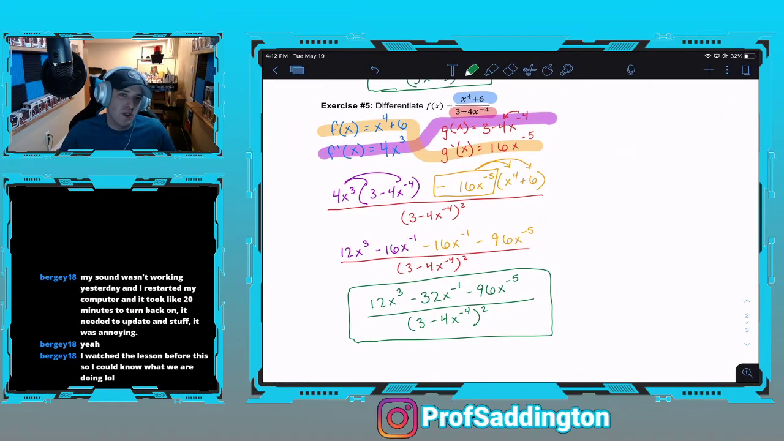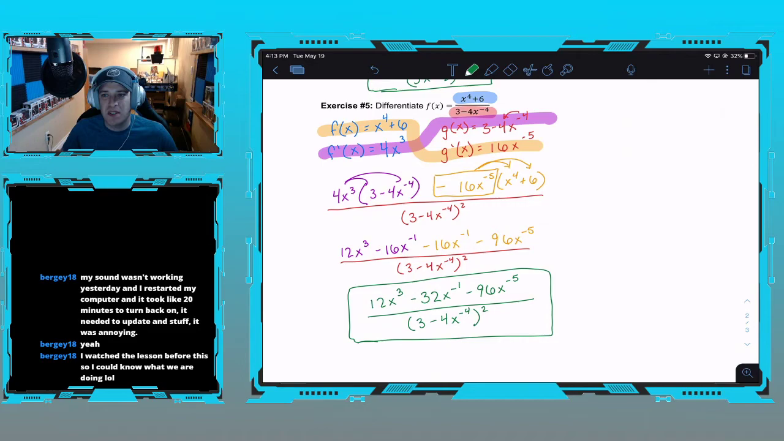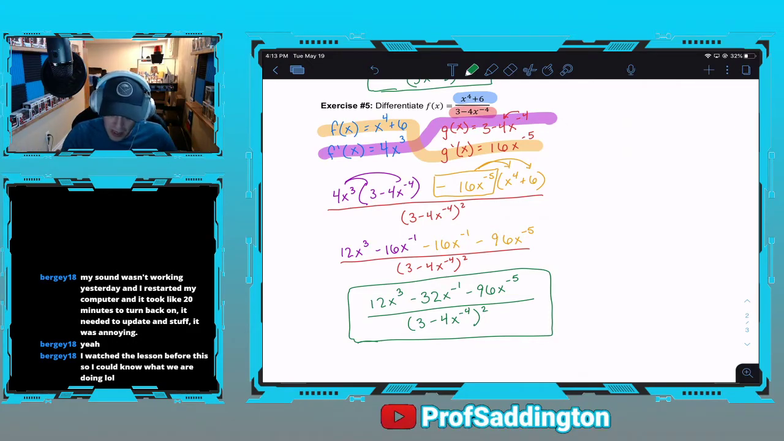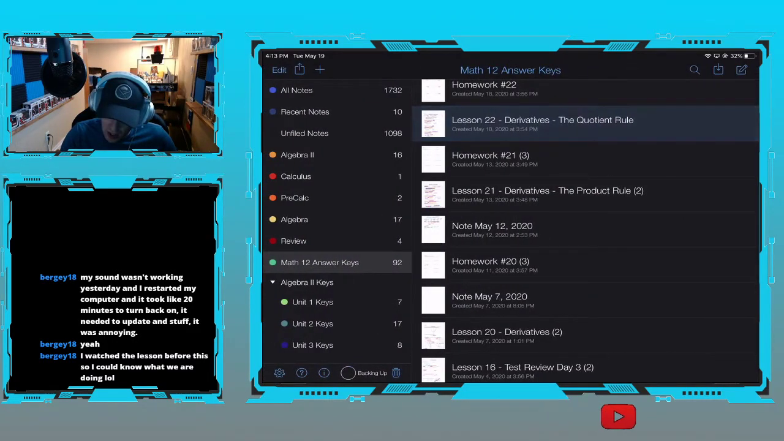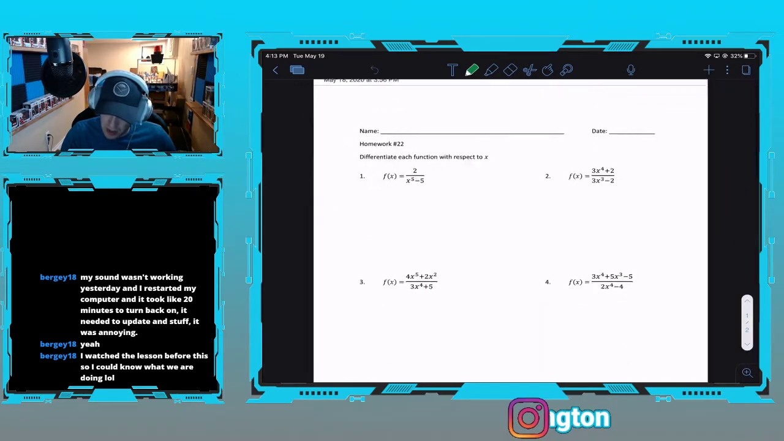So quotient rule normally has a couple more steps than the product rule, but they're very similar to each other. Okay? So if you guys have any questions with it, you know you can email me, Remind, whatever you guys need to do. Homework are these 6 questions.